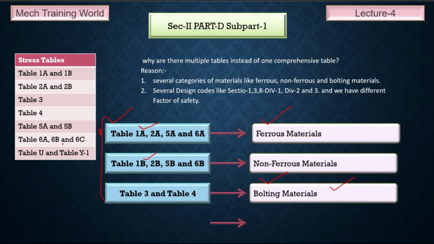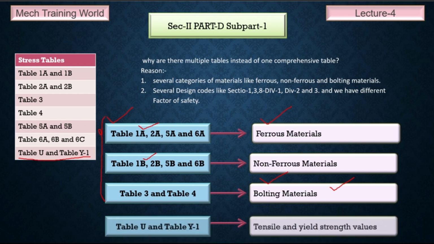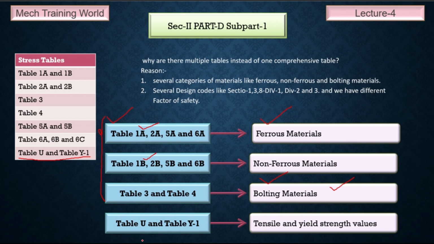We have Table U and Table Y1. The information you will get in Table U and Y1 is tensile and yield strength values, at different temperatures, not at one temperature. I hope you get some idea on these tables now.